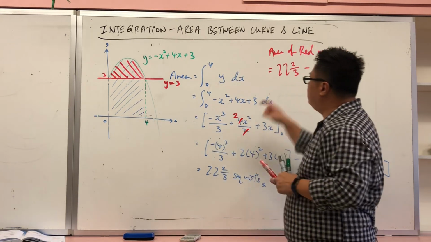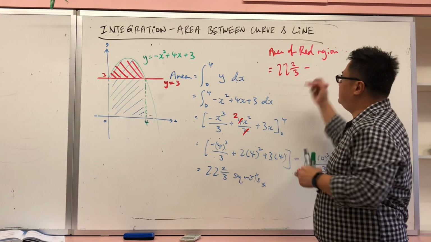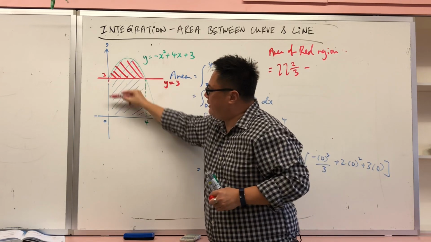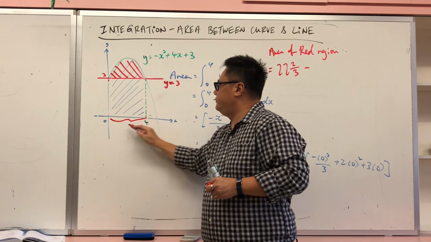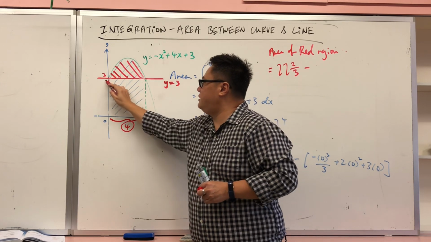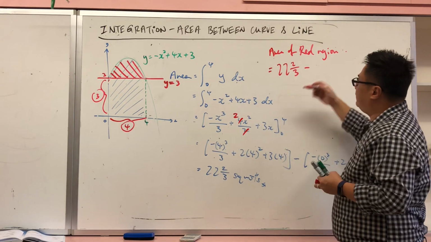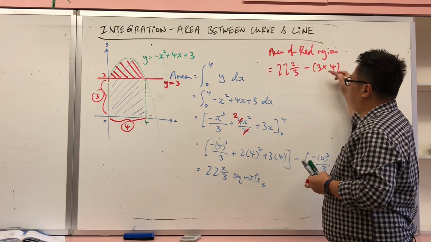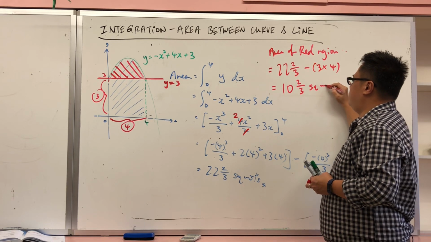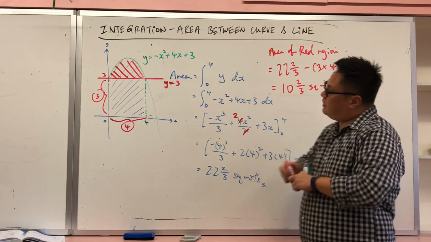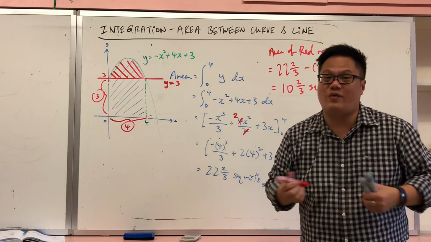So basically, you just take this entire region, which we have previously calculated, and subtract the area of the rectangle here. So this rectangle is what? This is 4 units. This is 3 units. Just get rid of the area of the rectangle. So 3 times 4 is 12. So you subtract, the answer is 10 and 2/3 square units. So the area of this red color region is simply 10 and 2/3 square units.